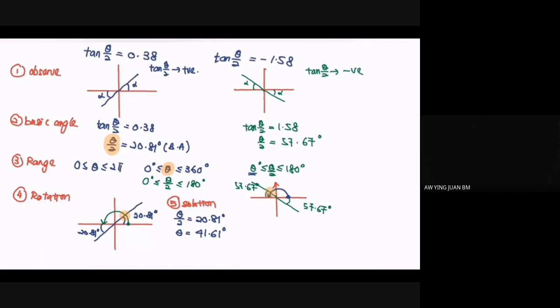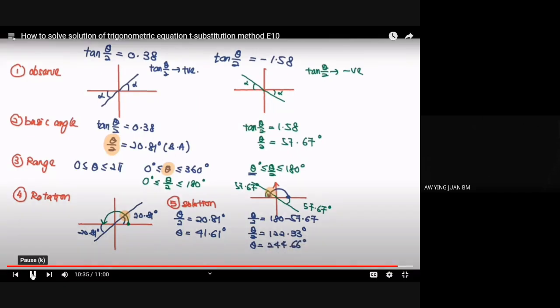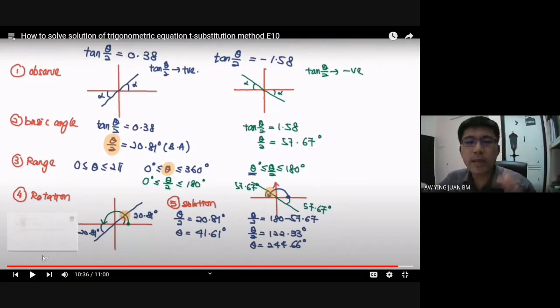So step number 5, theta over 2 equals 180 minus 57.67. So theta over 2 will be equal to 122.33 degrees. Finally, we have to multiply by 2 so that we have theta. So my final answer will be 244.66 degrees.